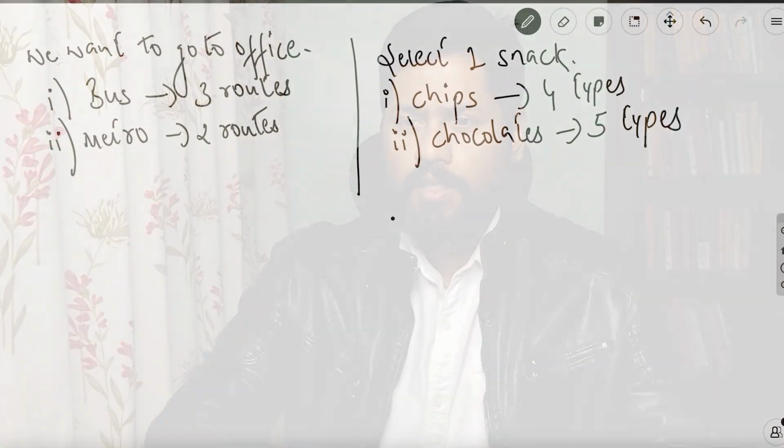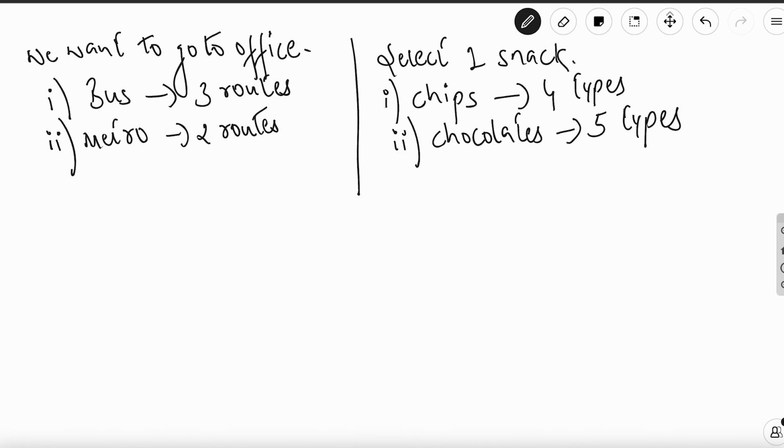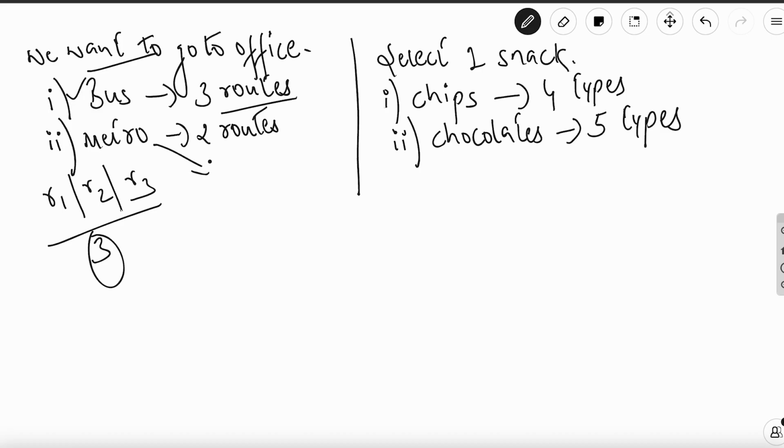Let's say we have to go to office. We have two options. Option number one is bus. There are three routes available. We can either choose route 1 or route 2 or route 3. So if we are going by bus, we have three choices available to us. Next, if we decide to go by metro, there are two routes. We can either choose M1 or M2. So we have two options available here.